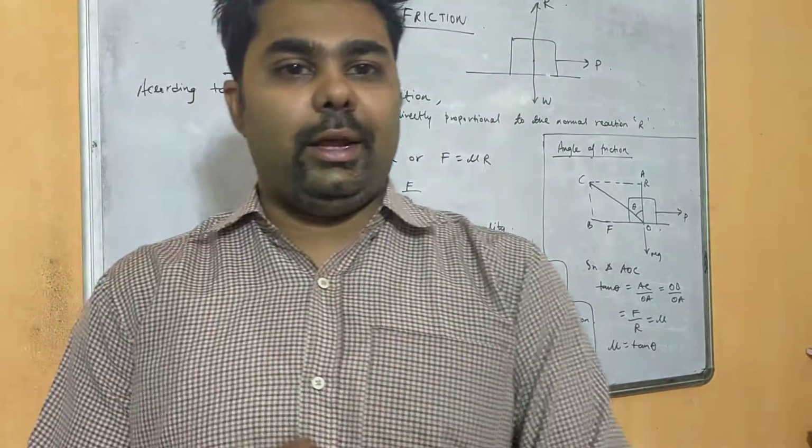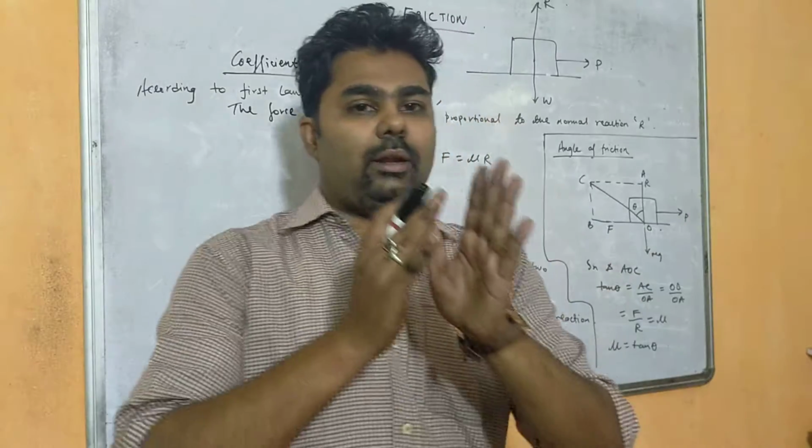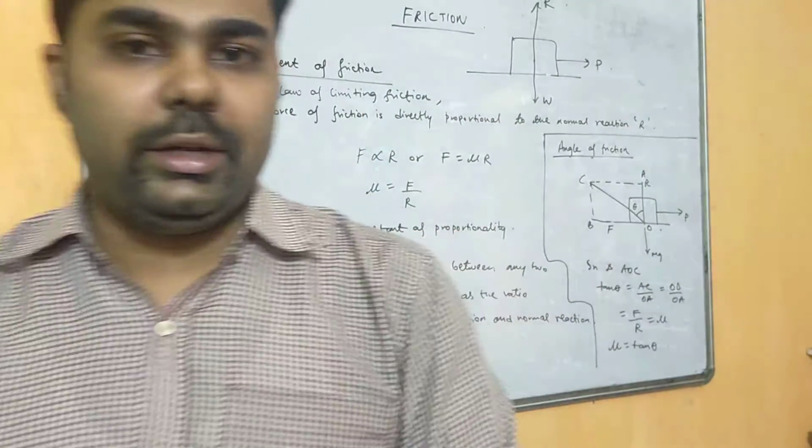So this was the angle of friction of an object when it is placed on a horizontal table and a force is applied horizontally, right?